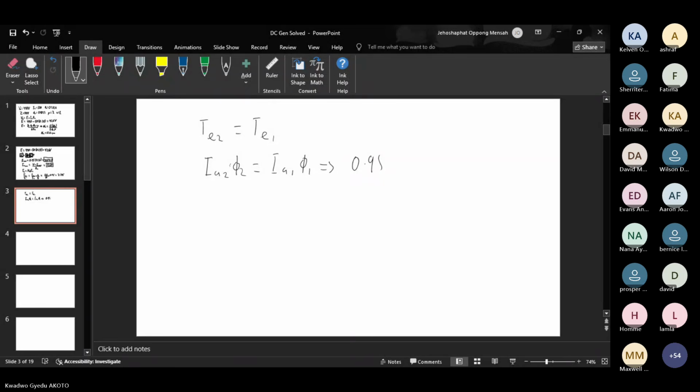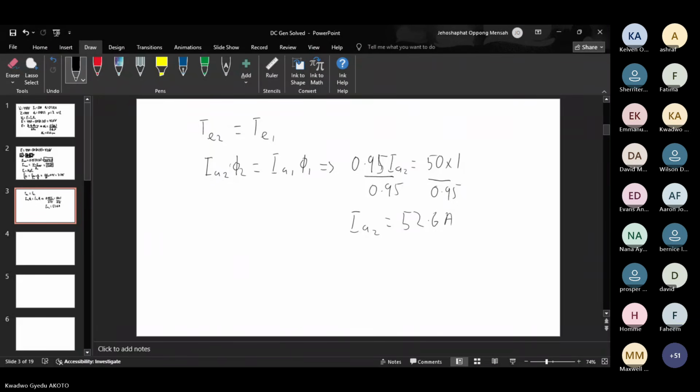So we have here 0.95 IA2 is equal to 50 times 1, right? So dividing through by 0.95, we get our current IA2 to be equal to 52.6 amps. So what does that mean? That means that after everything settles, after right now, our field has been weakened for some time, our current is now going to come down and settle at 52.6 amperes.